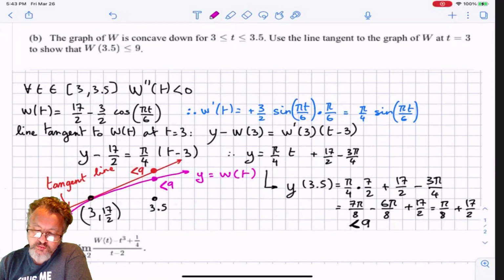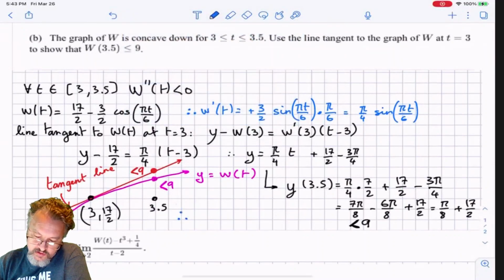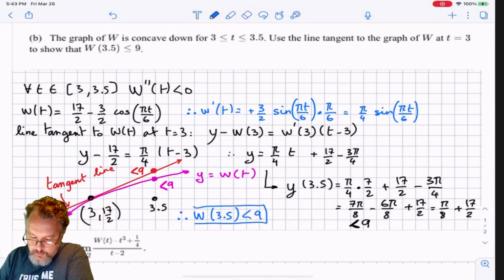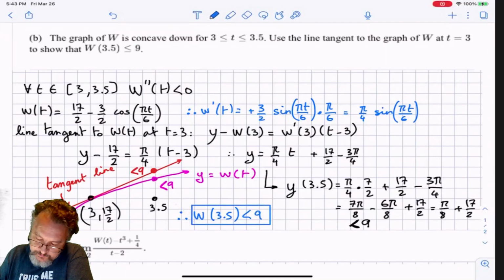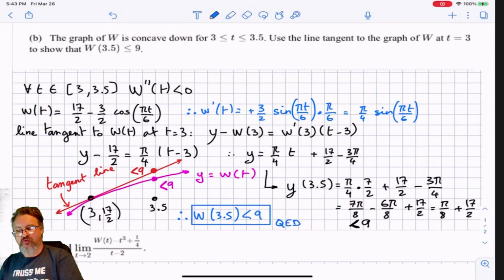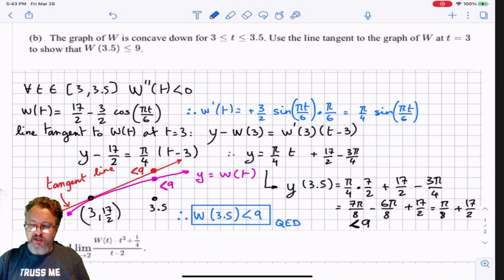Okay? So, therefore, w at 3.5 is less than 9. Now, what I explained right here verbally, you might have to write down a little bit more, but it's good enough for what we're doing here now. Okay, so that's for part B.